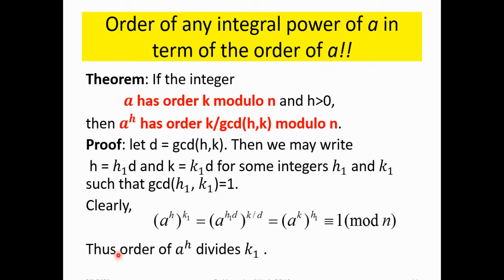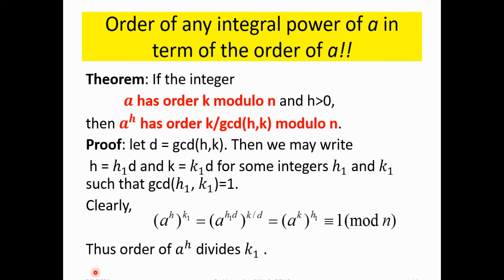So here let us see what is k1 power of a to the power h. This is equal to, h is h1 into d, and k1 is k upon d. So just substitute these things. The d can be cancelled. So this is a to the power h1 into k. This can be written as a to the power k to the power h1. And we know that a has order k, so a to the power k is 1. So a to the power h to the power k1 is congruent to 1 modulo n.